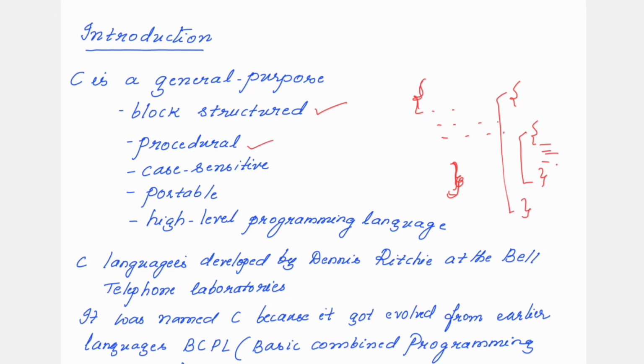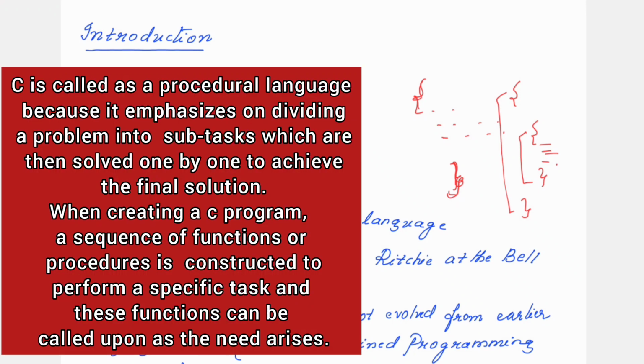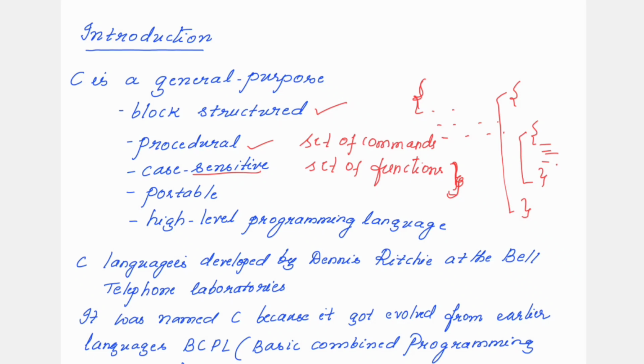Then next, we call it a procedural language also, because it follows a set of commands and it also uses a set of functions. Case sensitive, definitely you have to take care whenever you are writing statements in the C programming language, because for the keywords, identifiers, variables and constants which you are using, you have to follow the rules of what is allowed for uppercase and what is allowed for lowercase.